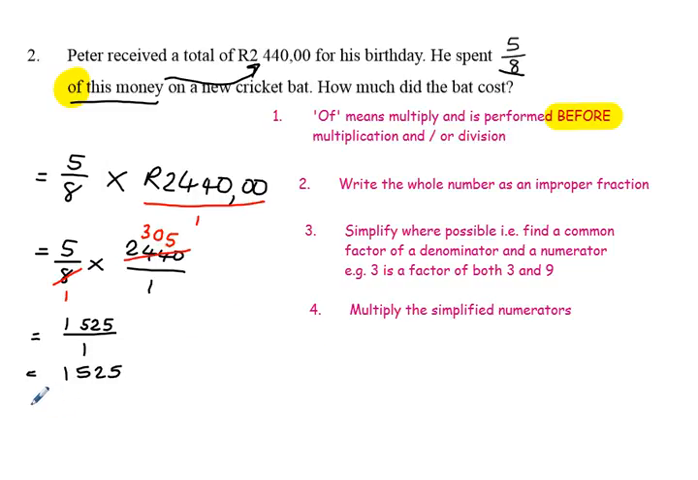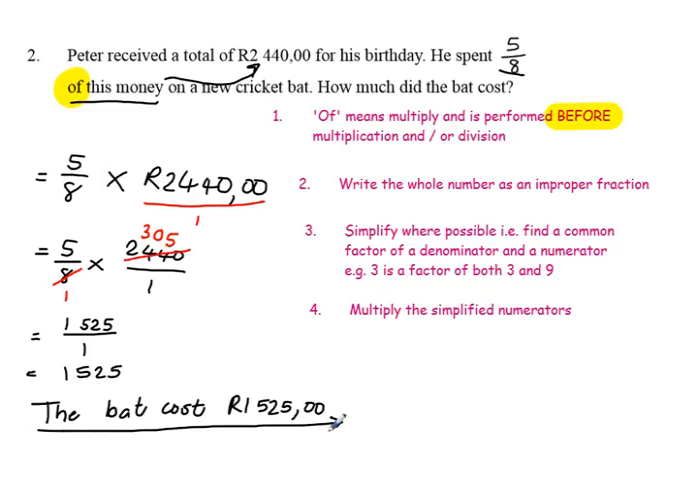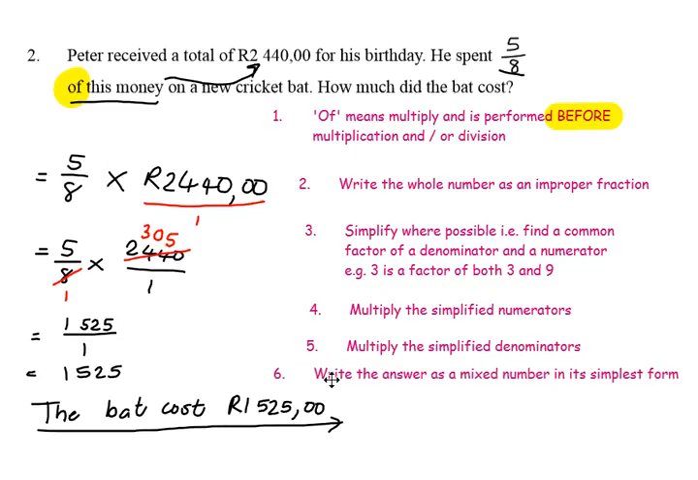Go back to read your question. How much did the bat cost? The bat cost, remember your units, 1,525 Rand. And that is your answer to that calculation. So we had to multiply the simplified numerators. The denominators was just 1 multiplied by 1, which is 1. Write the answer as a mixed number in simplest form. Well, here you didn't have any fraction form.